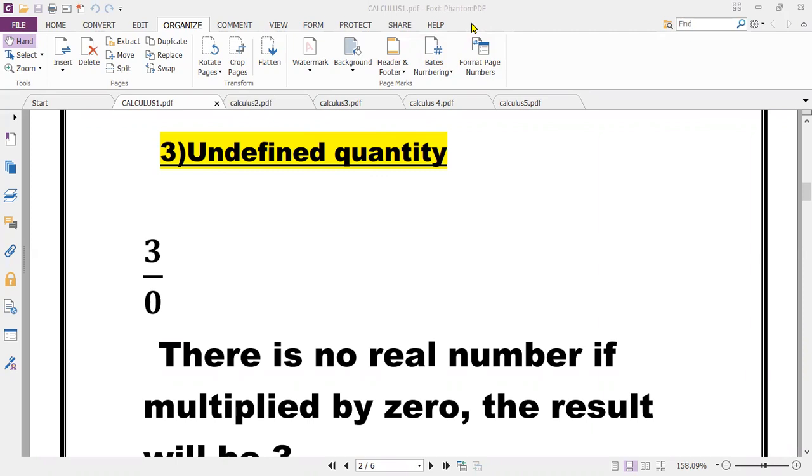And the difference between unspecified quantity and undefined quantity, for example, 0/0 is unspecified quantity. This value exists, or we can say this value is hidden. We don't know what is the value of 0/0. 0/0 can be any value like 5/6, 8/9. And 3/0 is undefined quantity because we have 0 down here in the denominator. So this value is undefined quantity.